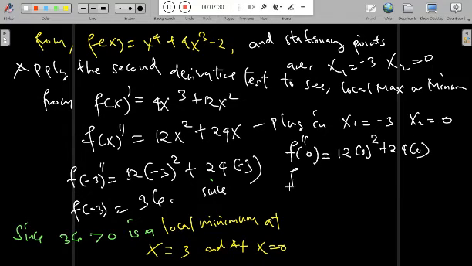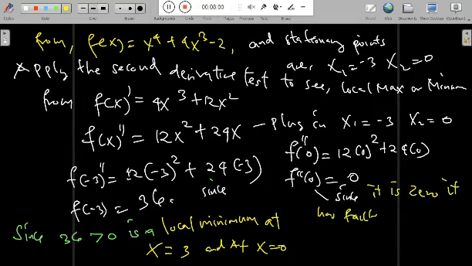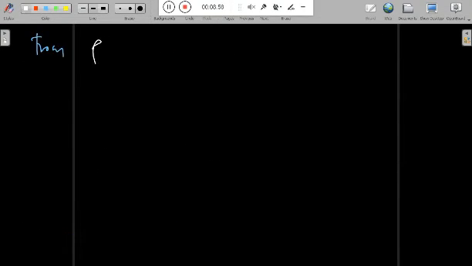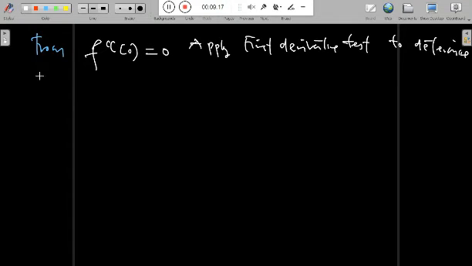So what about the other stationary value, 0? When we plug in 0, the second derivative at the stationary value of 0 is equal to 0. Since the answer is 0, it is inconclusive, since we cannot determine the nature of the stationary value. So, since this method has failed, we apply the first order derivative test to find out if it is a local maximum or minimum.